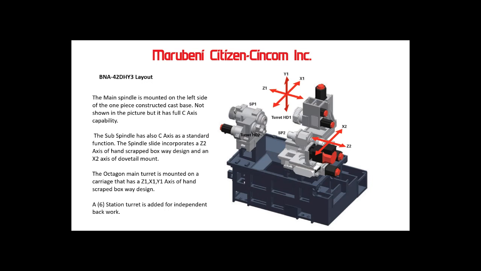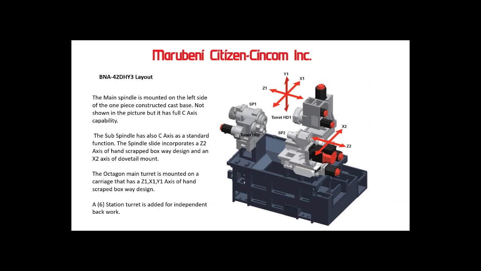Difference being here on the sub-spindle side, it incorporates an X2 axis. So the spindle slide on the Z2 is a hand scrape box way design, and the X2 axis is actually on a dovetail mount. As I say, we've got an additional axis on that sub-spindle side on this machine. The octagon main turret is mounted on a carriage. As I say, that's got a Z1 and X1, and now we've added a Y1.